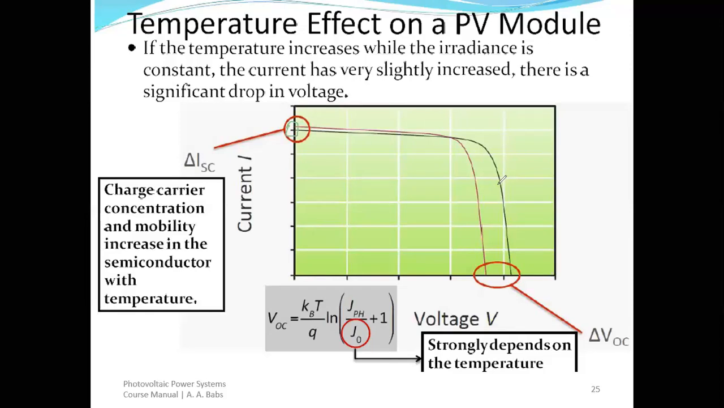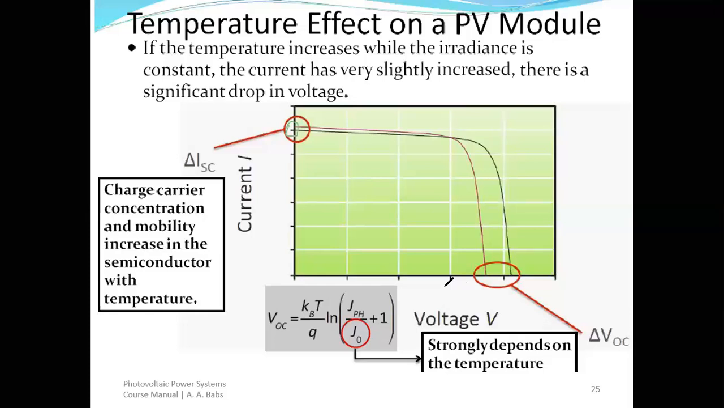The VOC, which is the open circuit voltage, is given with the expression that we have here. All right, so you can see we have our VOC, you can see we have KB is a constant, you can see we have a temperature, you can see Q here is a charge. We have ln of JPH, we have J naught. J naught here represents the current prefactor, and then +1. So what you find out here is that the J naught strongly depends on the temperature of the module, okay?